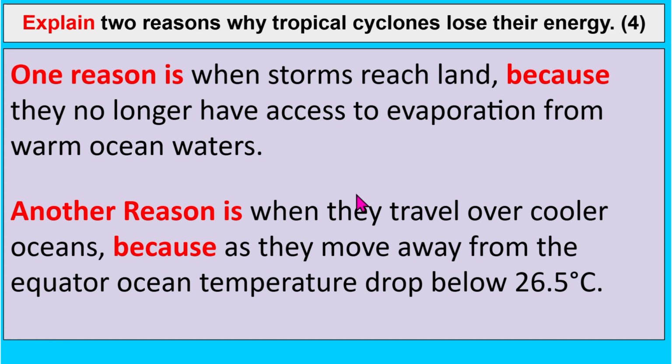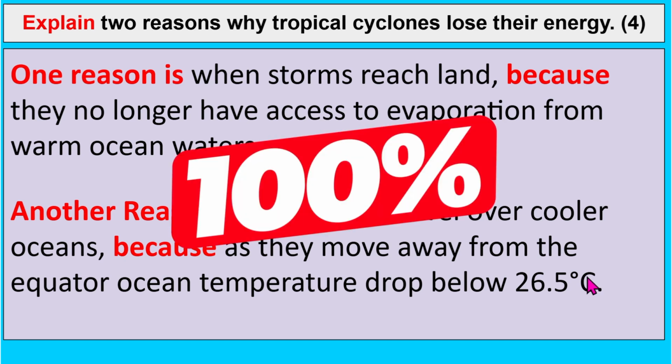I was tempted to talk about evaporation, but I don't want to be repeating myself, so I had to think of a different way that wasn't evaporation to get that second mark. And really, talking about moving away from the equator and below 26.5 degrees does that. So be careful of repetition, as examiners won't award marks for that. I think that gets 100%. I don't know if you agree.